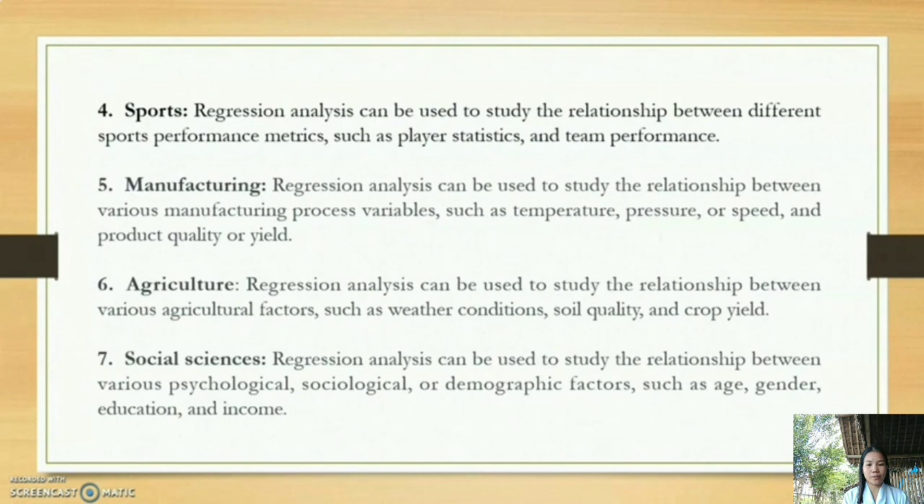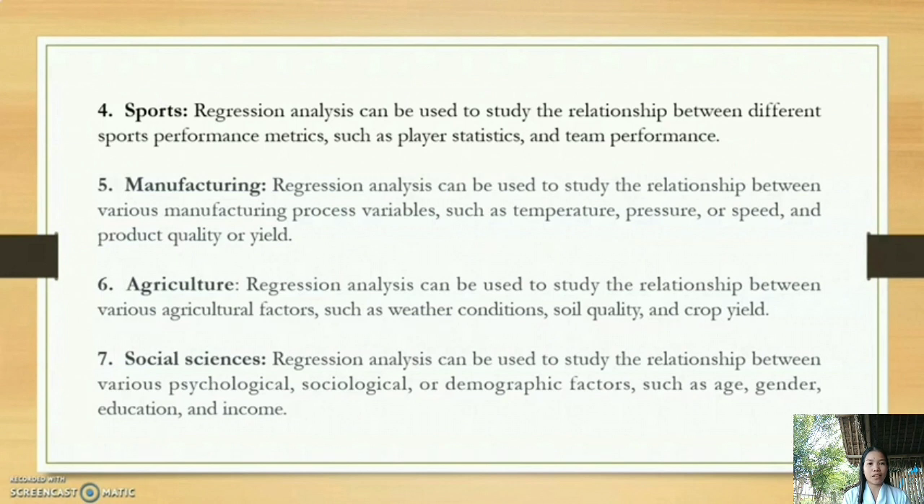The fourth one, in sports. Regression analysis can be used to study the relationship between different sports performance metrics, such as player statistics and team performance. The fifth one, in manufacturing. Regression analysis can be used to study the relationship between various manufacturing process variables, such as temperature, pressure or speed, and product quality or yield.